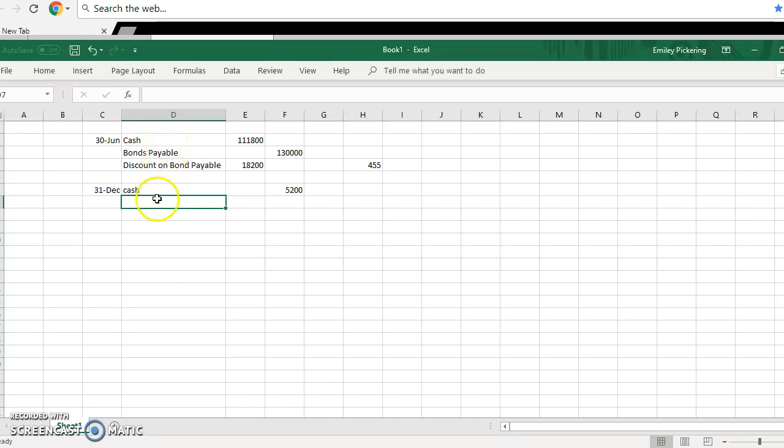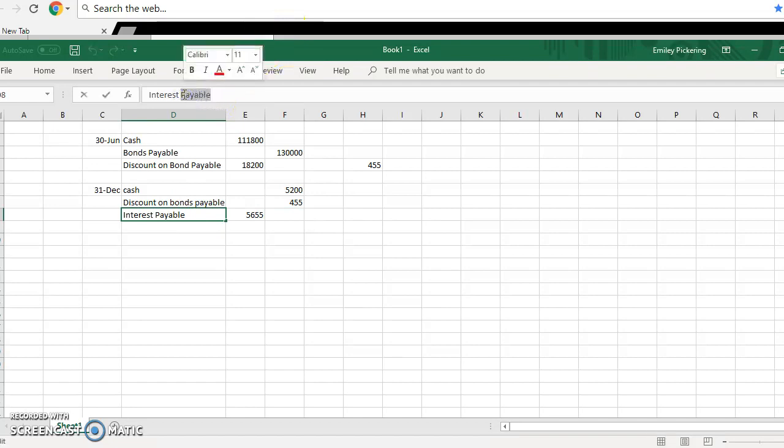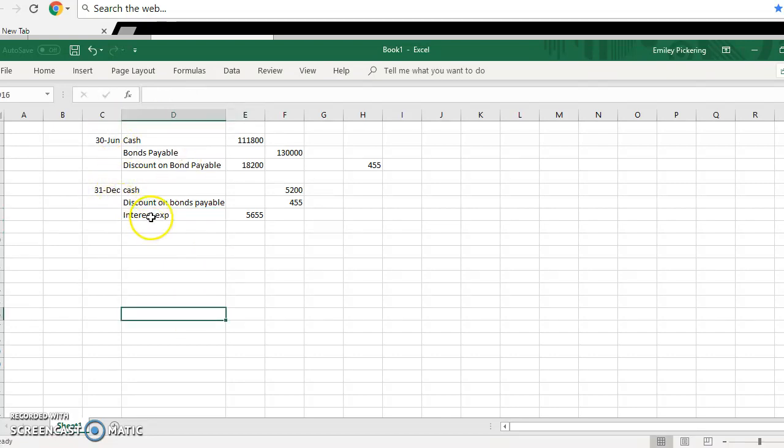Now with the discount on bonds payable, if this is on the debit side and I need to make it smaller, I'm going to put it on the credit side. So it's going to be 455. And then the sum of these two together is going to be, I'm sorry, not interest payable, it's going to be interest expense. If I haven't paid it, it would be interest payable, but if I paid it, then it would be interest expense. Okay, so I'm going to make this every 6 months until I have fully amortized my bond and I have to pay that bond back.